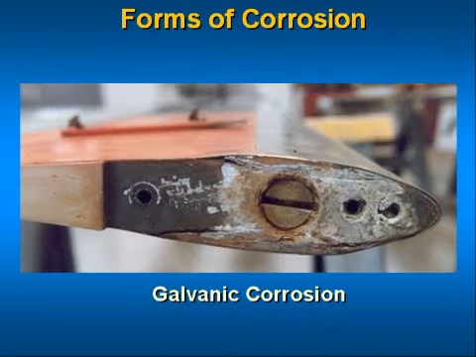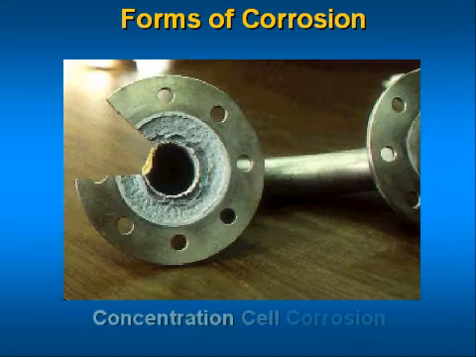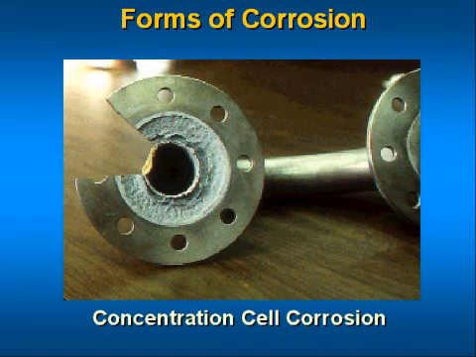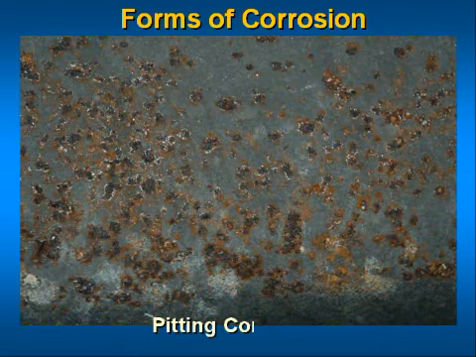Galvanic corrosion is an electrochemical action of two dissimilar metals in the presence of an electrolyte and an electron conductive path. It occurs when dissimilar metals are in contact. Concentration cell corrosion occurs when two or more areas of a metal surface are in contact with different concentrations of the same solution. There are three general types of concentration cell corrosion: metal ion concentration cell, oxygen concentration cell, and active passive cells.